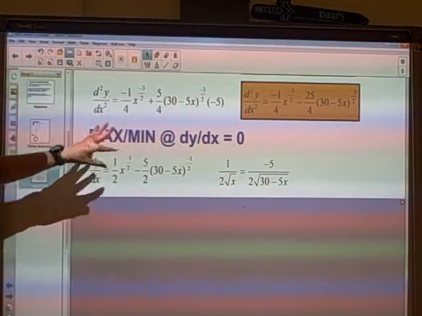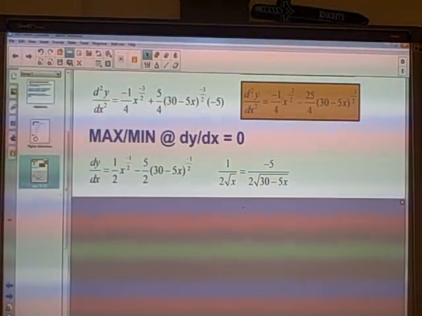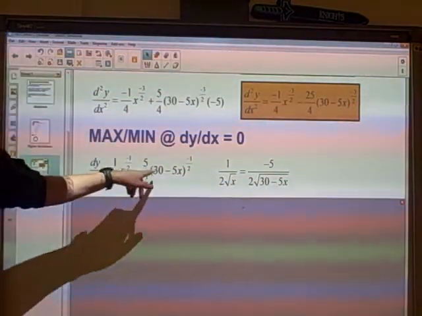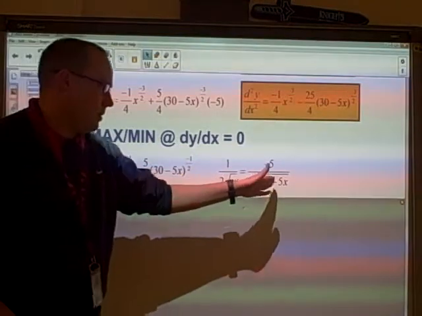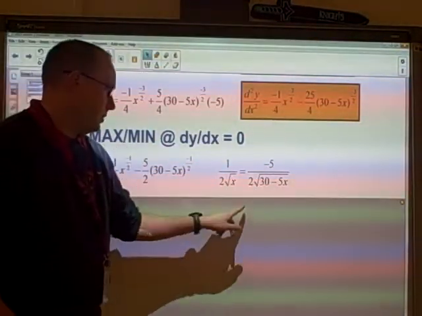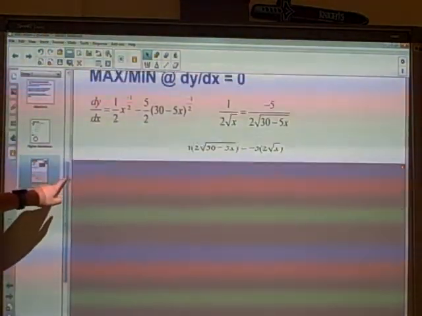It's actually much nicer if we transform it back to what the original question looked like with the radicals or the square roots in there. So x to the negative a half, square root of x on the bottom. 30 minus 5x to the negative a half, same thing. Square root of 30 minus 5x, but on the bottom. And we can solve this by cross multiplying, because then that gets rid of our fraction rather nicely.